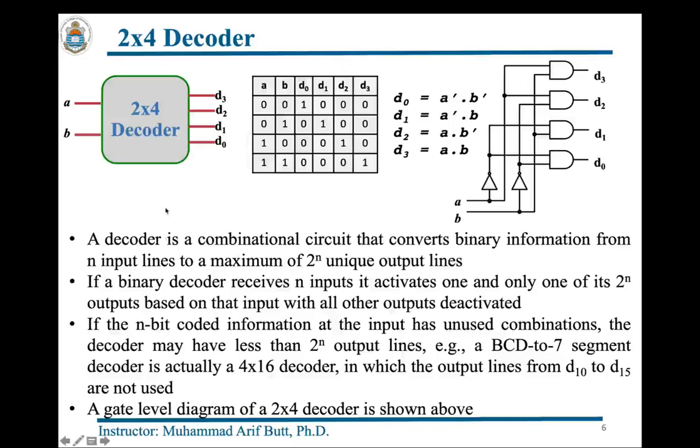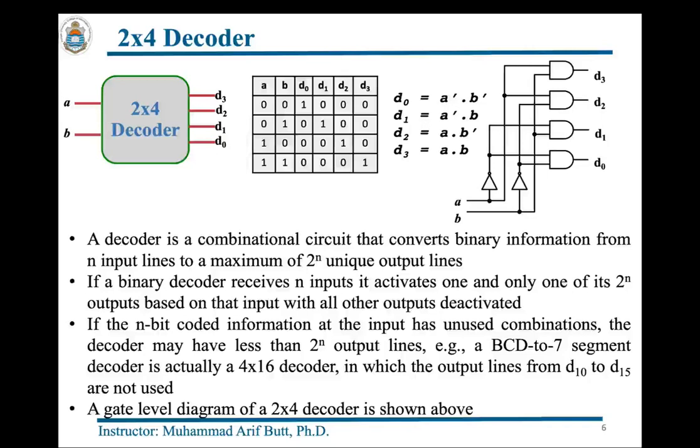If the n-bit coded information at the input has unused combinations, the decoder may have less than 2 power n output lines. And the example of such a scenario is a BCD to 7 segment decoder, which is actually a 4x16 decoder in which the output lines from D10 to D15 are not used.